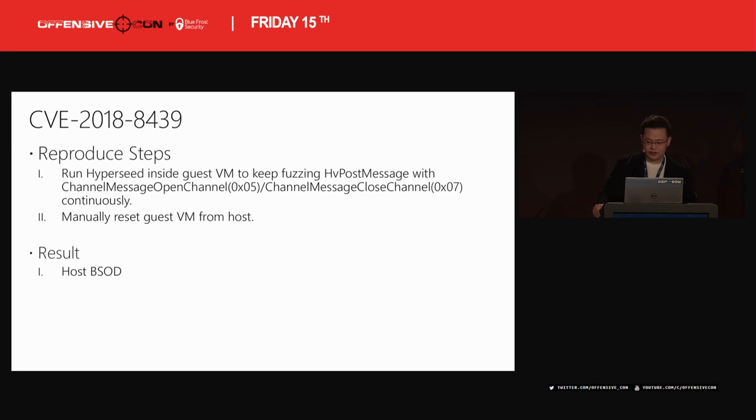This vulnerability can be reproduced with the following steps. First, run the Hyperseed inside a guest VM and keep fuzzing HvPostMessage with open channel and closed channel as a channel message type. Then manually resetting the guest VM from host Hyper-V manager can make the host crash. So at first sight, it seems host is DOSing itself. But after careful diagnosis, it is a use after free, and it can be triggered totally within the guest.